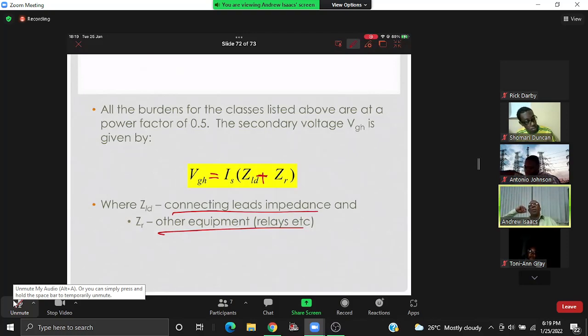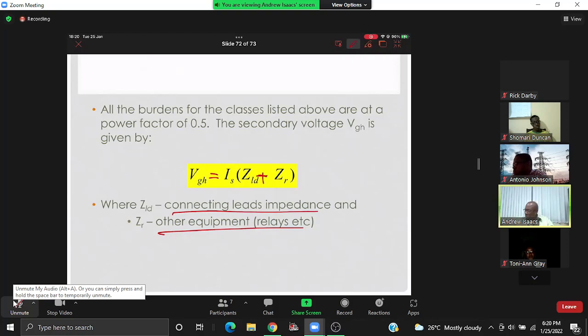Now, what you will find is that because of the high currents that we're dealing with, and because of the little accuracy that we require, the connecting wires matter. Remember, your CTs are out there on the line, on the transformer, on your bus bars. So the CTs are far distances from your relay house, from where the relay is.